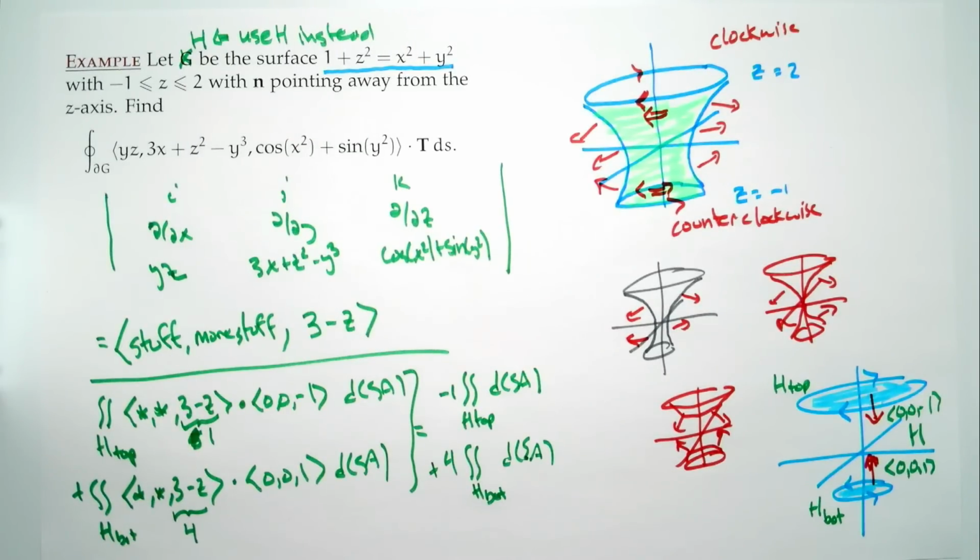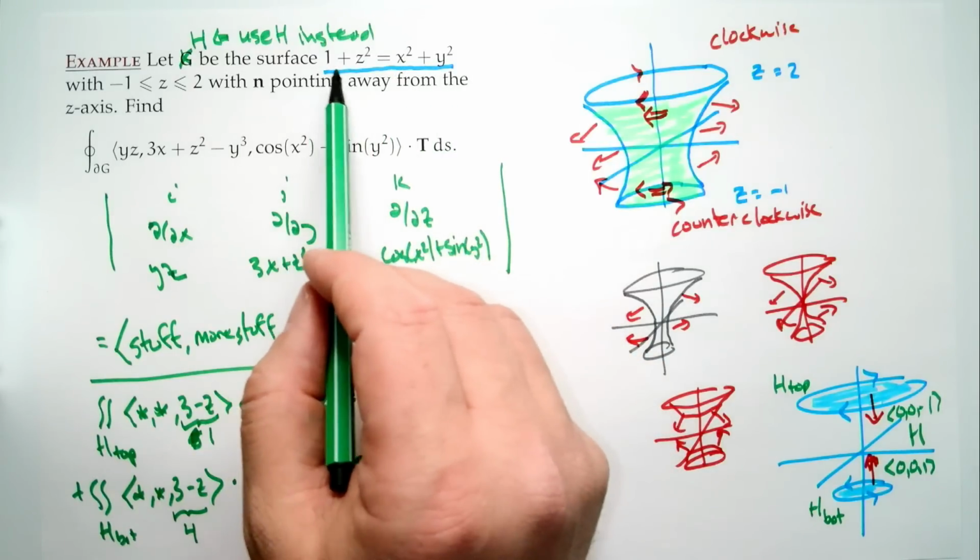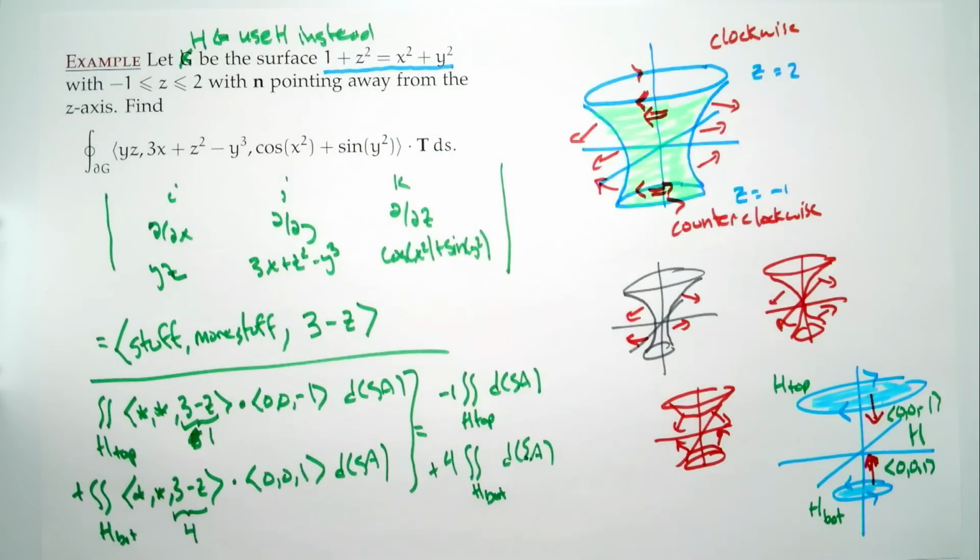But these aren't just surface areas, these are disks. So how much area is there? Let's start with the top one. Well, on the top one, that's at z equals 2. x squared plus y squared would be equal to 5. So it's a disk of radius square root of 5. How much area is there? 5 pi. Square root of 5 squared is 5. So this becomes negative 1 times 5 pi.